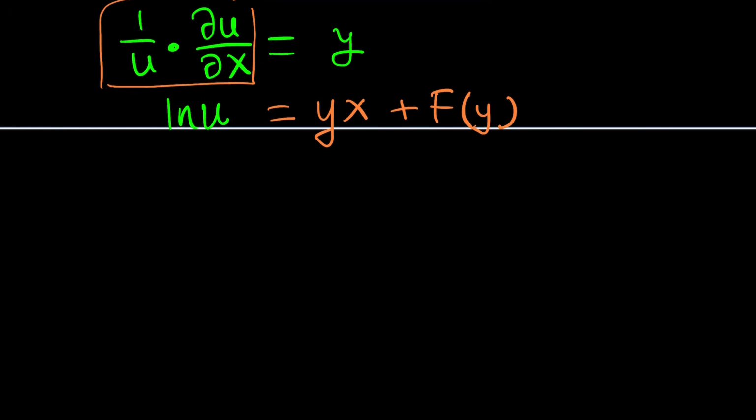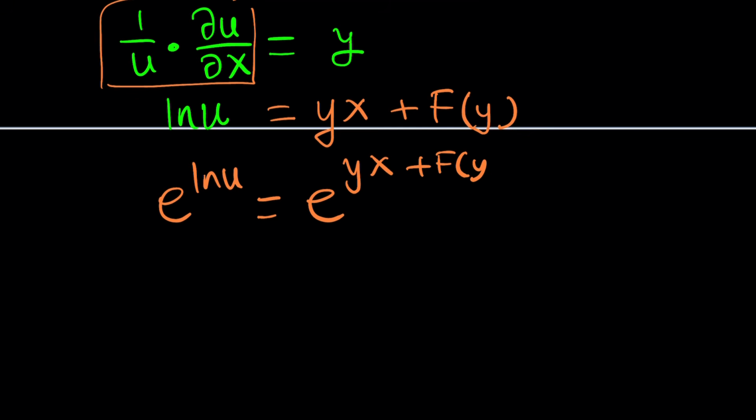Let's do e to the power of both sides. So that's going to give us e to the power ln u equals e to the power yx plus f of y. And then e to the ln u is just going to give us u, which is equal to e to the power yx times e to the power f of y.